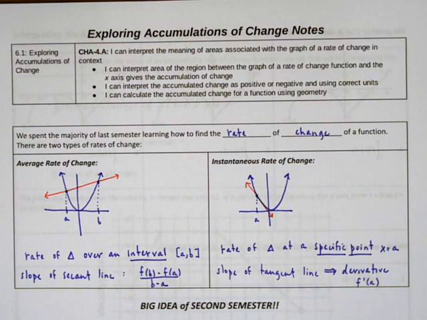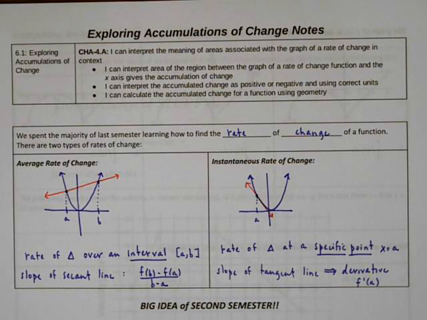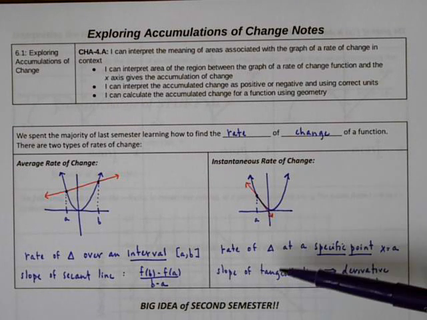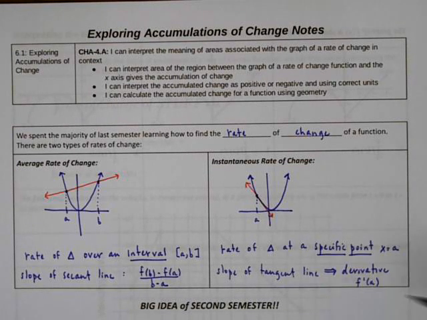So those are the two types of change. Anytime we see instantaneous rate of change, we should be connecting that to the slope of the tangent, which is connected to our derivative. Alright, so that's where we've been, and we've done lots of applications using derivatives.